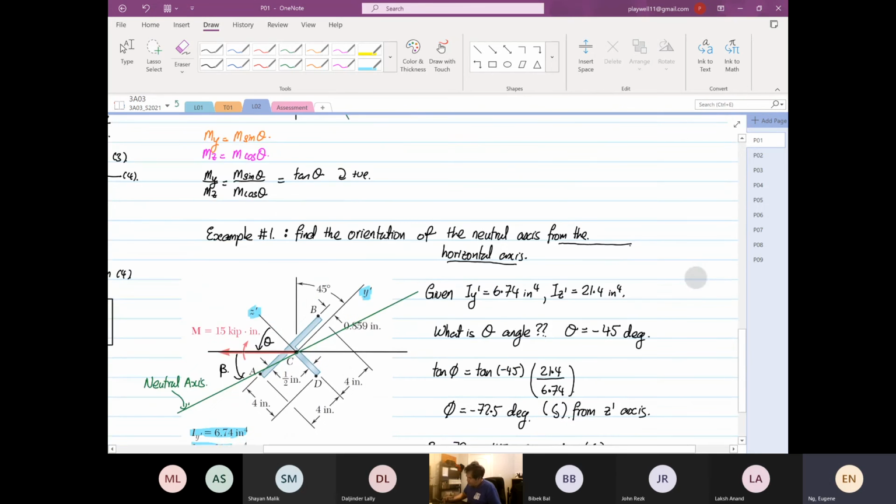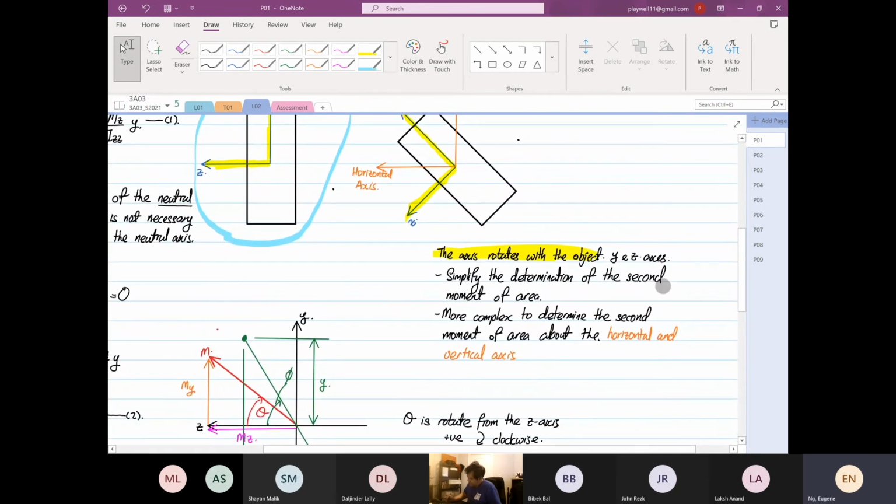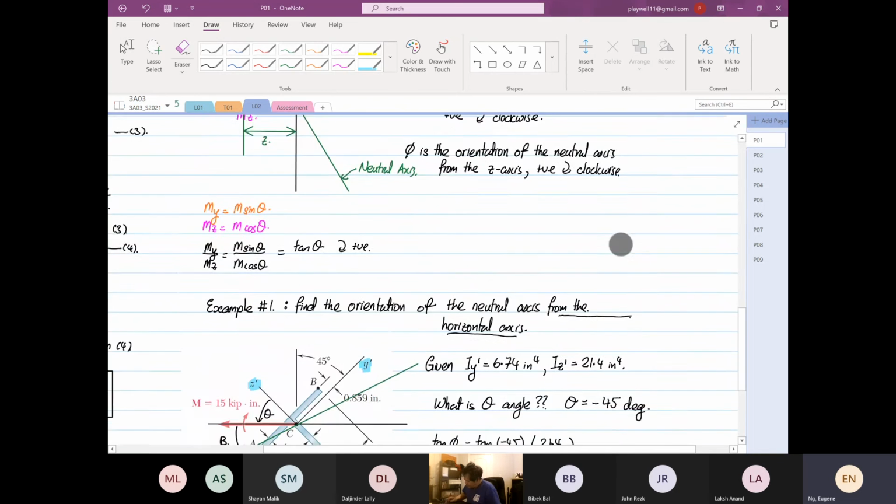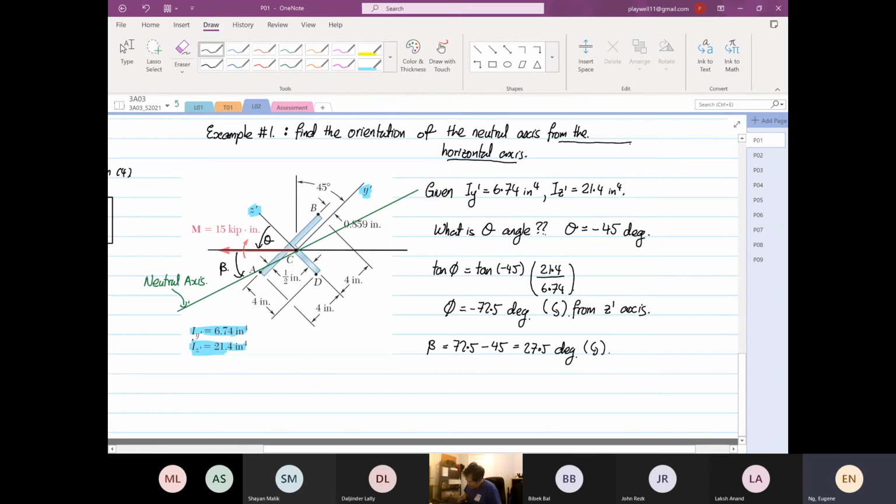Quick recap. The key thing to remember is this, which we have highlighted in yellow. The axis rotates with the object. That's where we can find our Iy prime and Iz prime easily. If it is from the horizontal and vertical axis, it's more difficult to identify the second moment of area. So that's why it's relative.